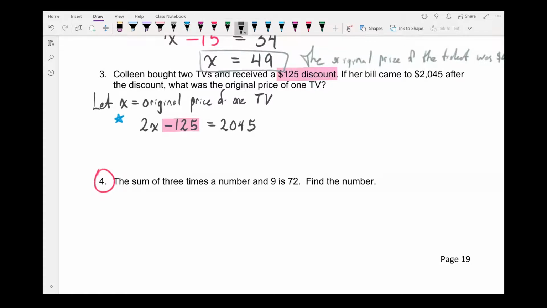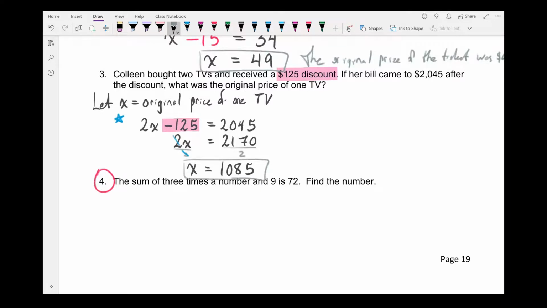Let's solve this equation. Bring the 125 to the other side. We're going to add it then. That gives us 2170. If we divide both sides by 2, the final answer here is going to be 1085. That's actually in dollars because of the way the question is set up.